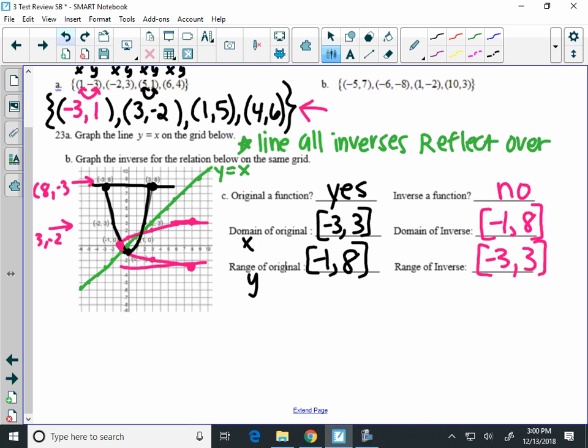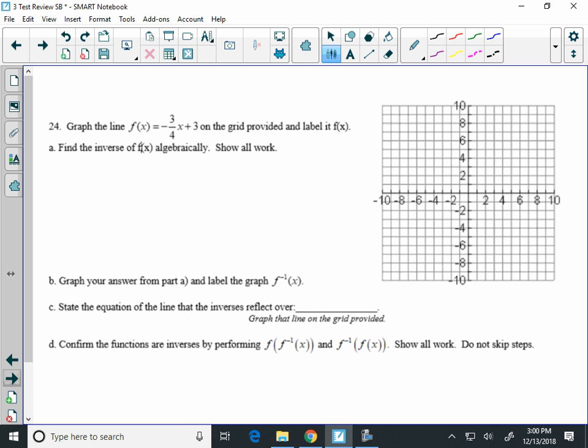You should notice something here. Notice these domains and ranges switch. That happens because when you find an inverse of a function, its x and y values flip, which also means its domain and range flip. Okay. Those are a little bit more challenging questions, but still good ones.